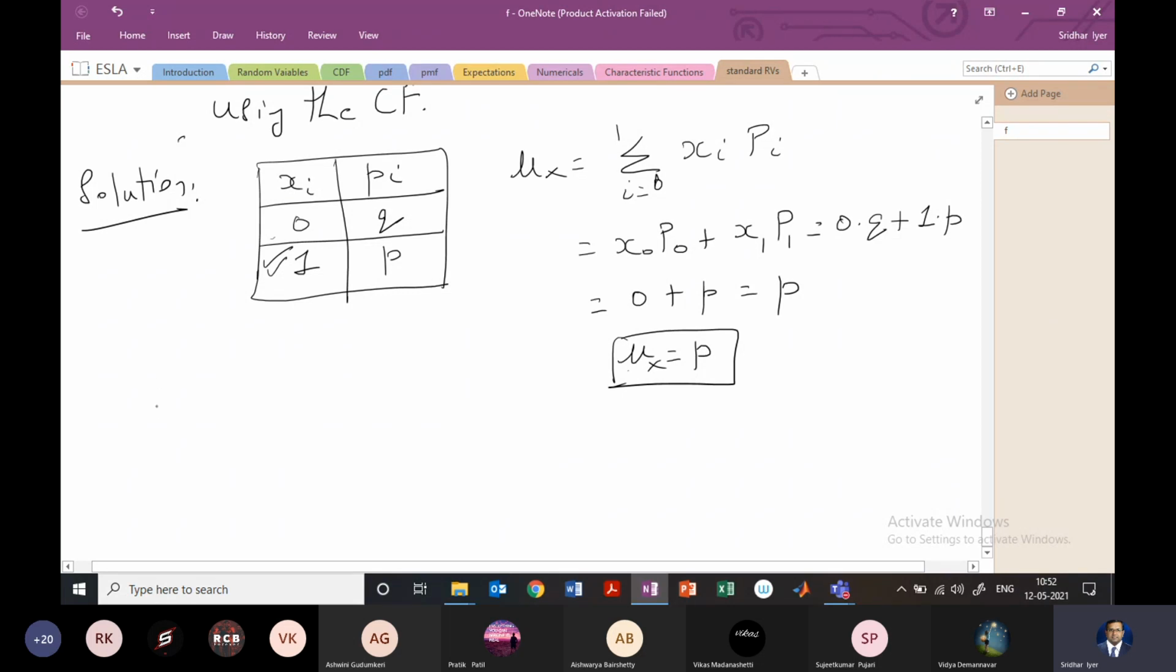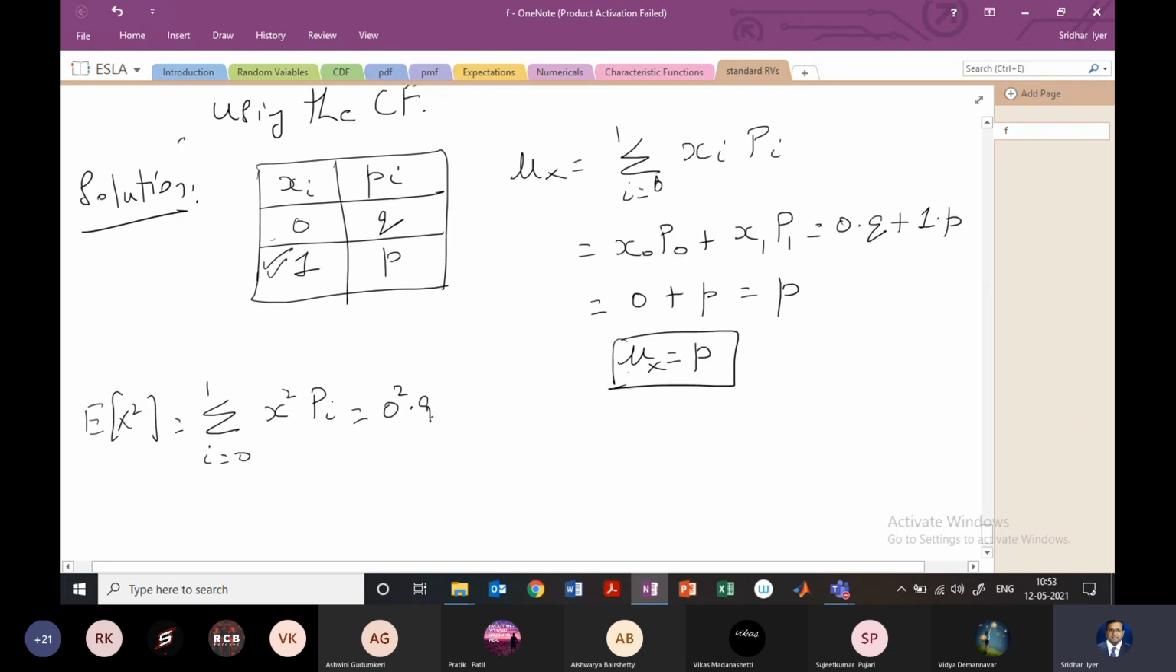Next we need to find E of x square, and that is defined as the sum over i equal to 0 to 1 of x square f x of x dx. So you'll have x square pi. This will be 0 square into q plus 1 square into p. Therefore E of x square will just be p.